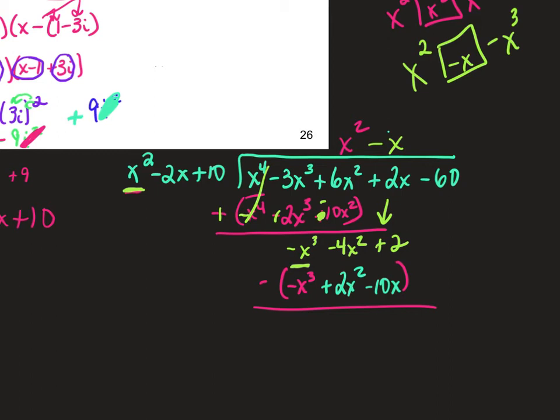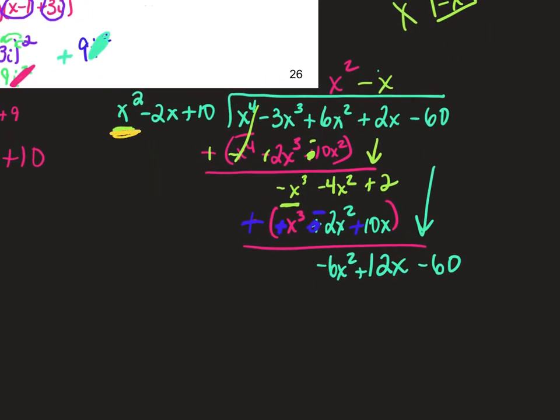Okay, so now let's distribute. Change. So 2 and 10 gives me 12x. Negative 4 and negative 2 gives me negative 6x squared. And then I bring down my minus 60. And we're going to do it one more time. I know this is a lot.